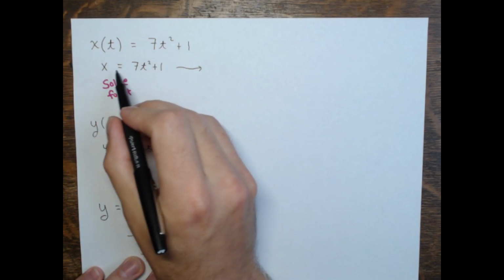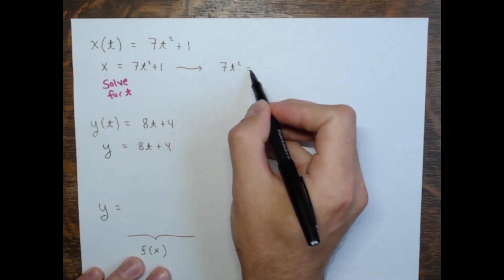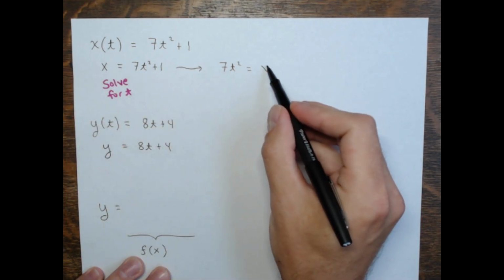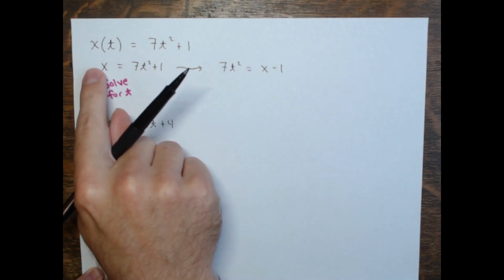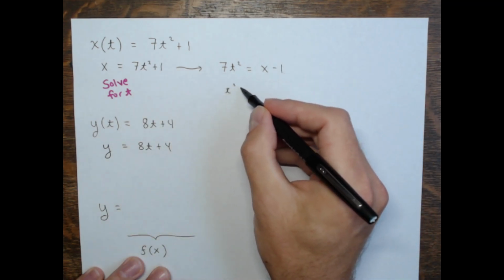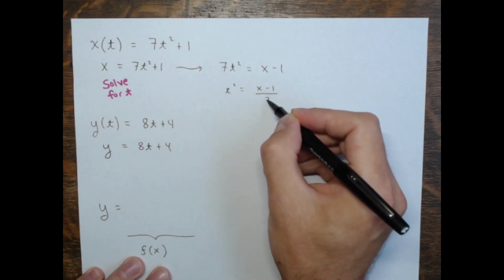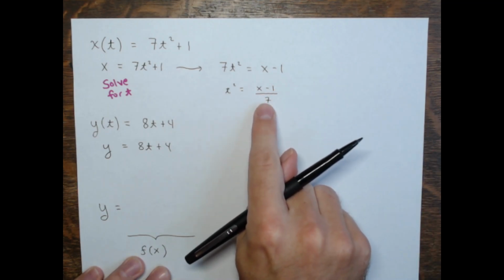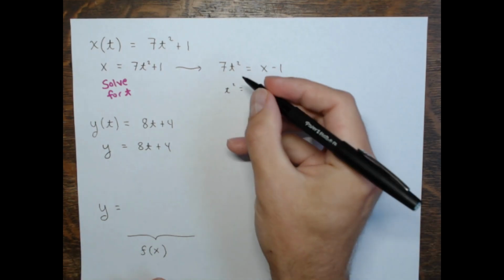All right, so I subtract 1 from both sides. We'd have 7t squared on one side equals x minus 1. And I just switch sides here. Put x on the right, 7t squared plus 1 on the left, subtract 1. Divided by 7, we'd have t squared equals x minus 1, all divided by 7. Or you could write this as 1/7 x minus 1/7, whatever.